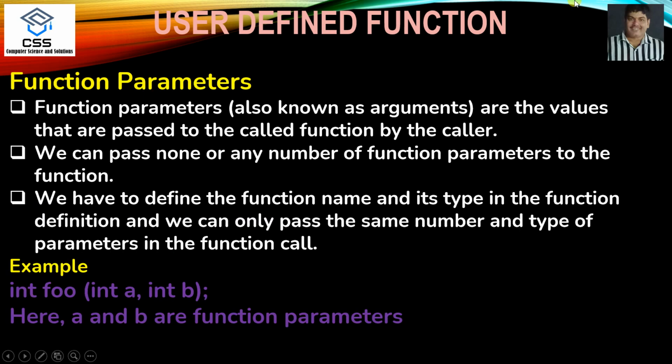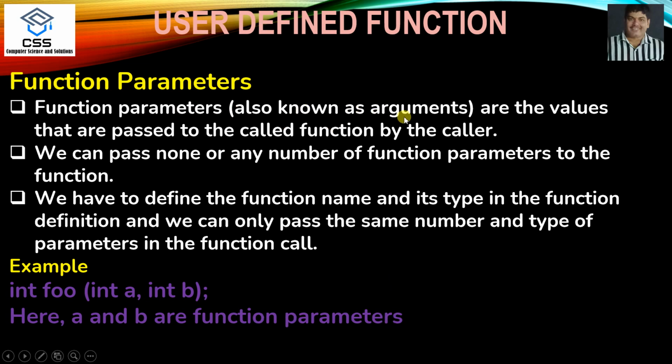First of all is function parameter. You see in the example, suppose foo is a user defined function, int is the return type, and int a, int b are two parameters, meaning function parameters. If only one integer a is written, this is one function parameter. If nothing is written, that is a void parameter. Hence a and b are known as function parameters.